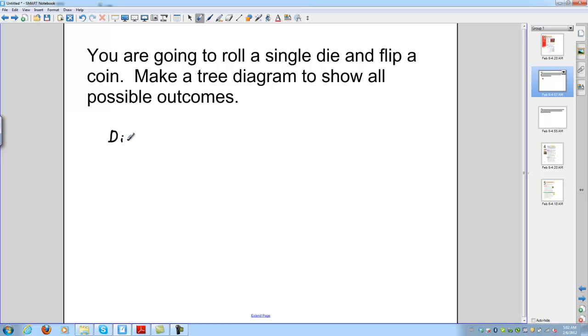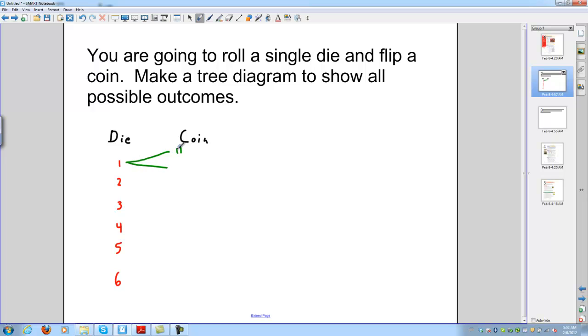That's a single dice, by the way. And then we're going to flip a coin. So the first thing I want to do is list underneath my dice here all the possible outcomes. There's 6 sides to a dice, so we got 1, 2, 3, 4, 5, 6. And then when we flip a coin, we've got 2 possible outcomes, heads or tails, and each one of those possibilities has to branch off of each outcome from the dice.